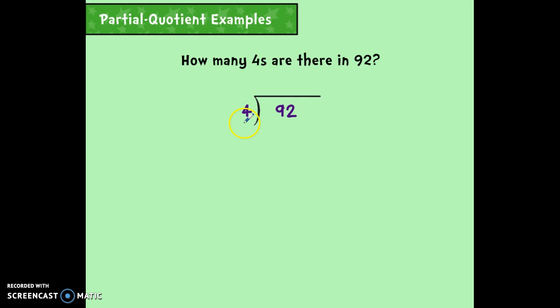Let's try another one. Here's our division problem, 92 divided by 4. I want to find out how many times 4 goes into 92. So I'm going to draw my separating line. 4 times 10 is 40. I think I can get a little closer. 4 times 20 is 80. I'm going to do that. I know 4 times 20 is 80. So I know I can fit in there at least 20 times.